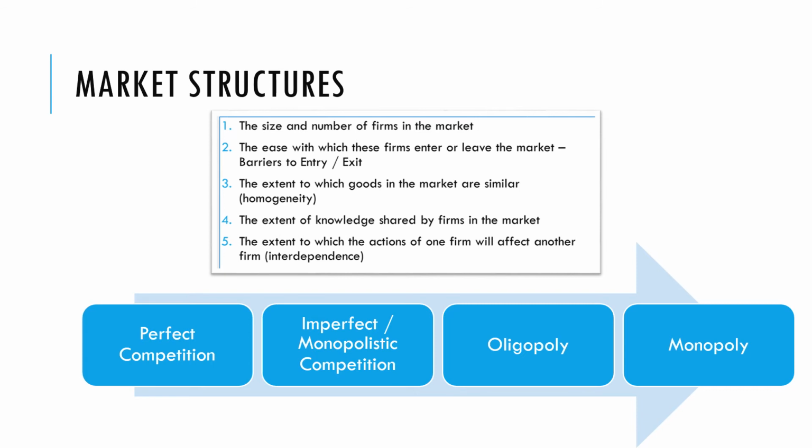So with these five characteristics in mind, so the number and size of firms, and then barriers to entry and exit, homogeneity, knowledge, and interdependence, we can use these characteristics to describe different types of market. And we're really going to look at four different types of market: perfect competition, imperfect or monopolistic competition, oligopoly, and monopoly. And we're going to go through and look at these different markets and look at the characteristics that these particular markets have and how they affect the behavior of firms within those markets.